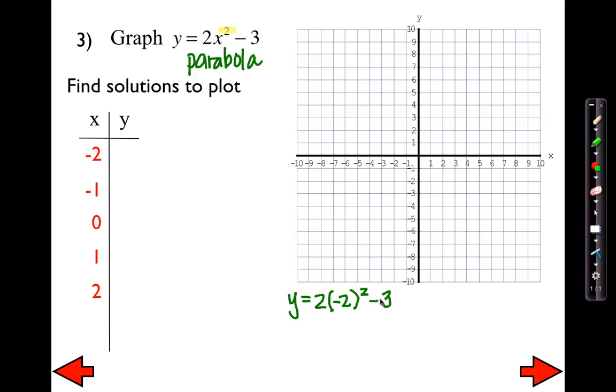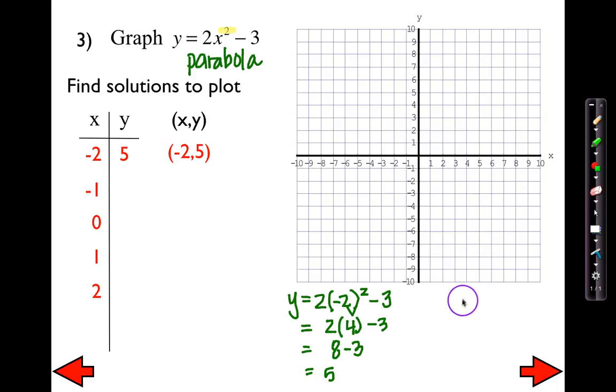minus 3. So here, just a friendly reminder, you're going to have to do exponents first because of order of operations. So -2 squared is 4. I'm going to have to multiply this by 2 and then subtract 3. So this is going to be 8 minus 3, which will give you 5. So your ordered pair is -2, 5.